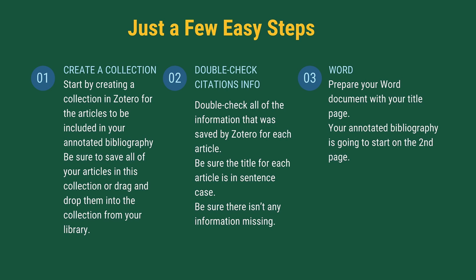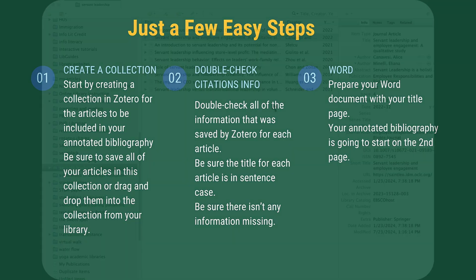Be sure the title for each article is in sentence case. Be sure there isn't any information missing. Third, prepare your Word document with your title page, and your annotated bibliography is going to start on the second page. Now I will show you these steps in a quick live demonstration.